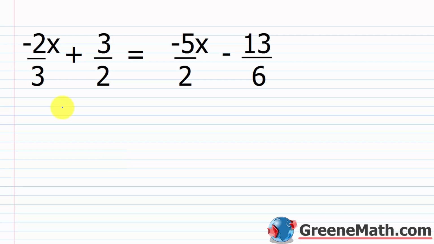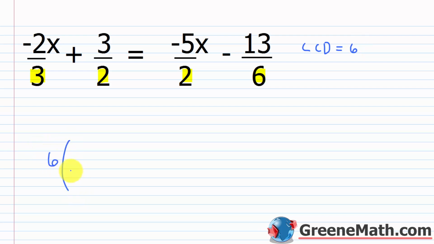Now, if I look at my denominators here, I have a 3, a 2, a 2, and a 6. So what would the LCD be? The LCD here would be 6. So all I need to do is multiply both sides of the equation by 6. So let's go ahead and set that up.